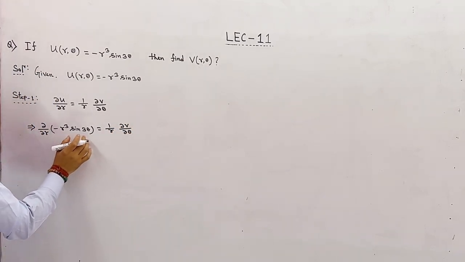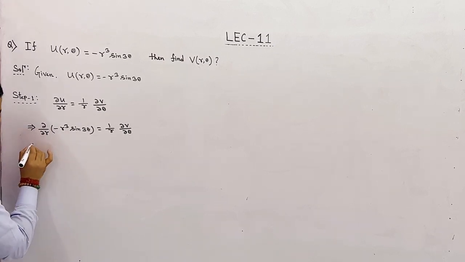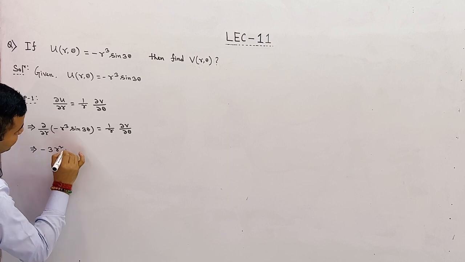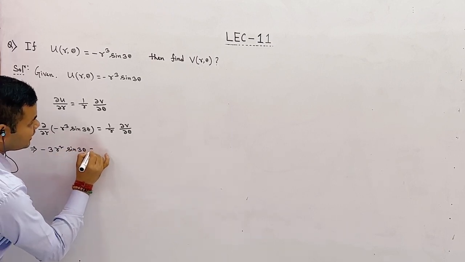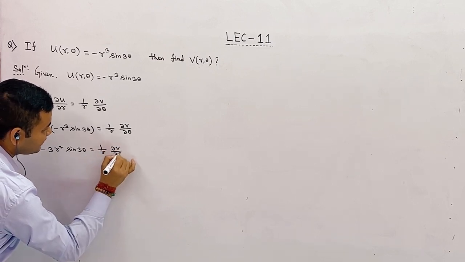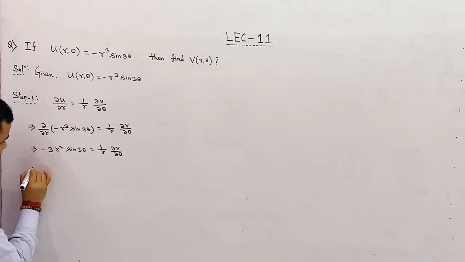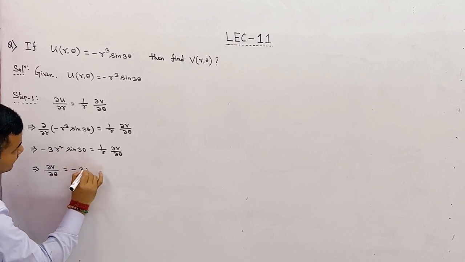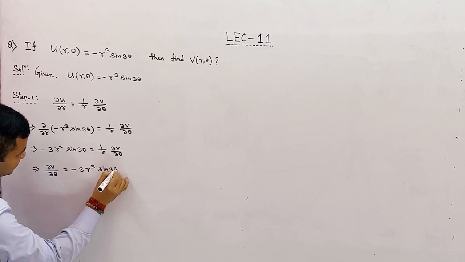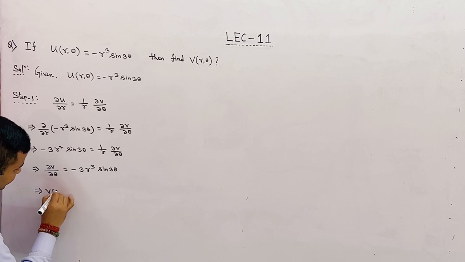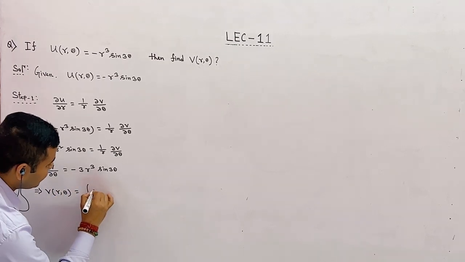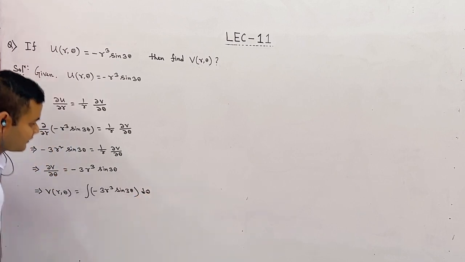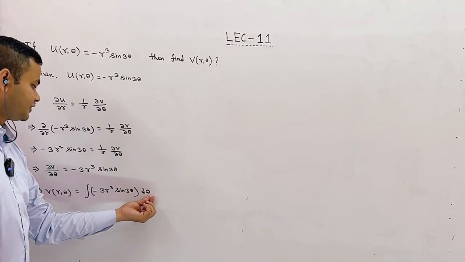Next, differentiate this term partially with respect to r. So finally, we will get minus 3 r square sin theta cos theta is equal to 1 by r del v by del theta. After simplifying, we will get del v by del theta is equal to minus 3 r cube sin theta cos theta. So we will get v(r, theta) is equal to integration of minus 3 r cube sin theta cos theta d theta. Now, let us integrate this term partially with respect to theta.